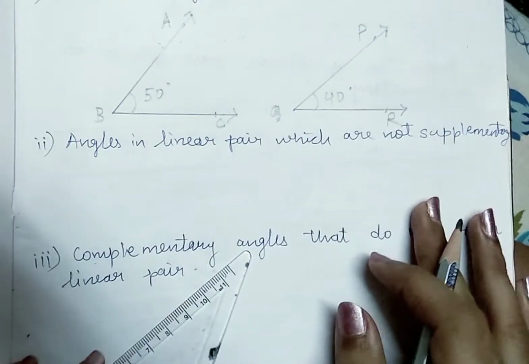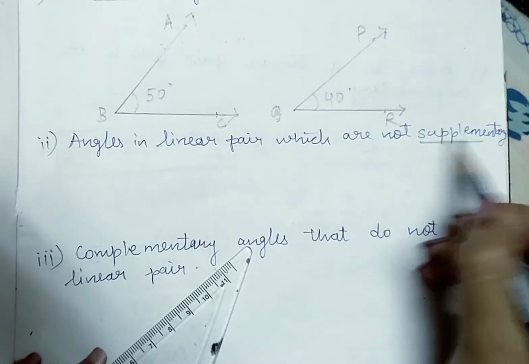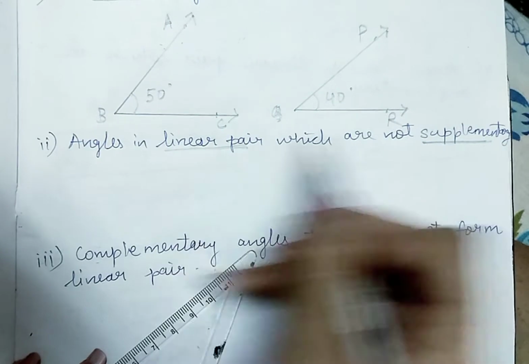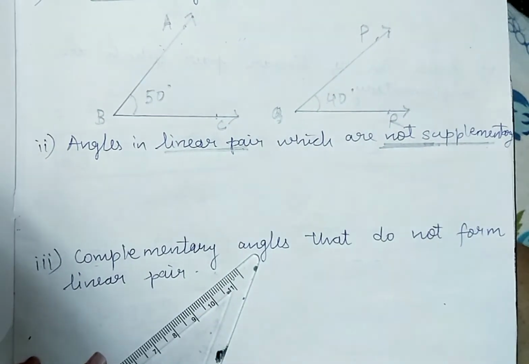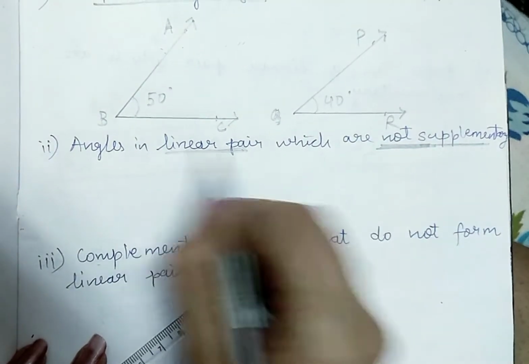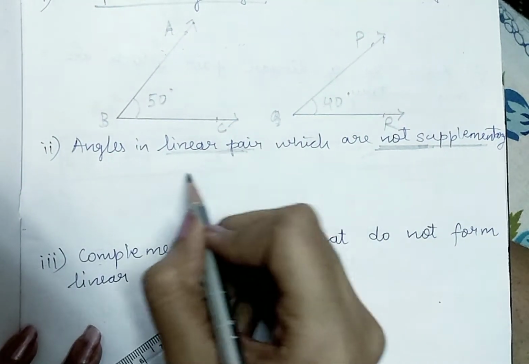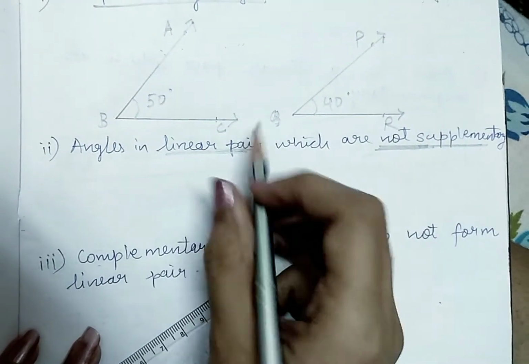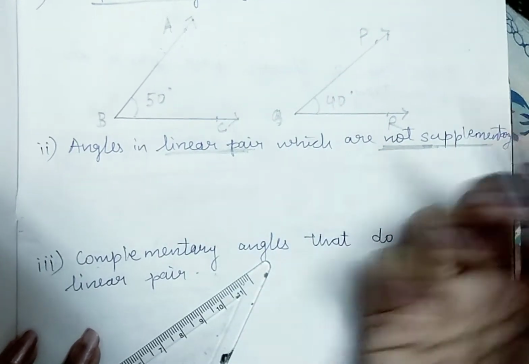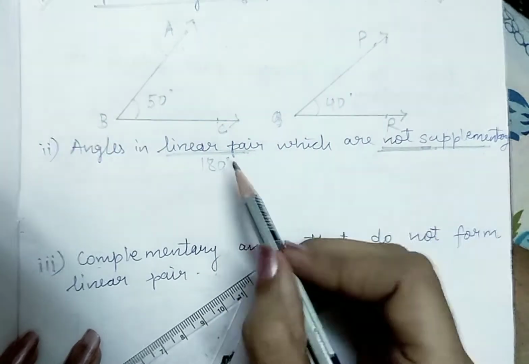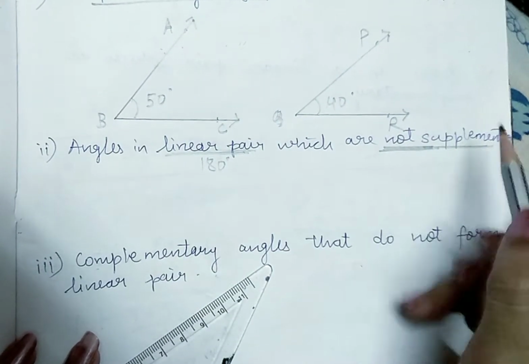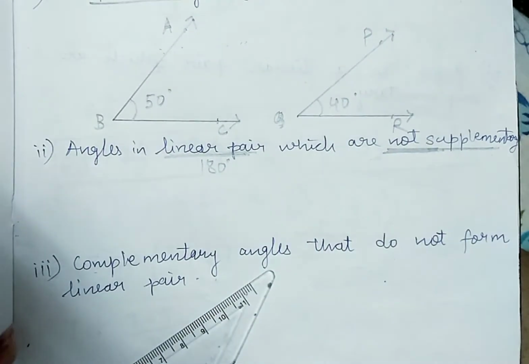Okay, next. Angles in a linear pair which are not supplementary. Now linear pair, we know that linear pair angles are in a straight line, they are adjacent and they are also supplementary. Linear pair angles always add up to 180 degrees, which is supplementary. So we cannot draw this angle.